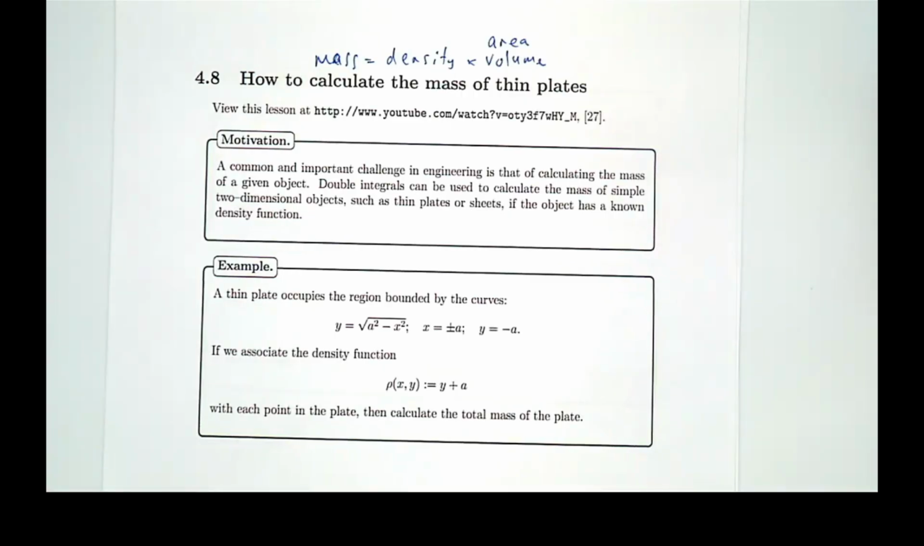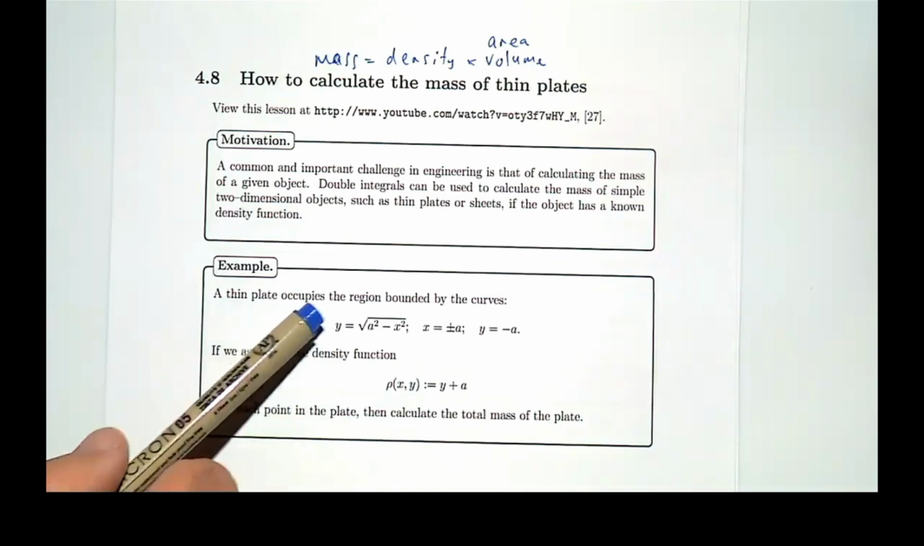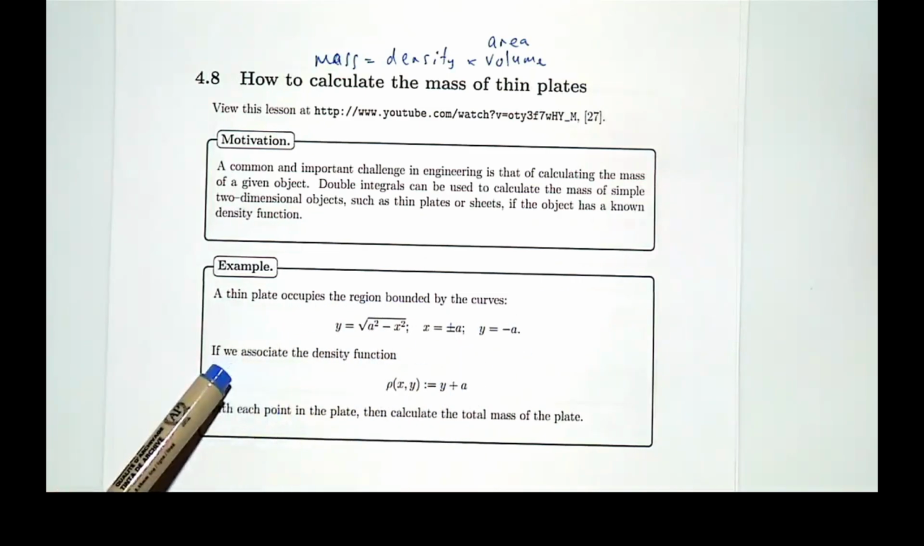A thin plate occupies a region bounded by these curves. If we associate the density function rho by this, where A is just some positive constant, then calculate the total mass of the plate. So as you move around the region that the plate occupies, the density changes. Maybe the material's changing, maybe there are different thicknesses as you move around. It's an idealized model, but you can make it fit your imagination. Okay?